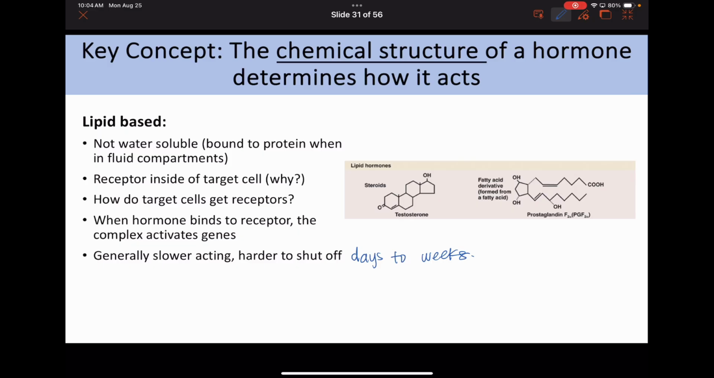They generally work longer than other hormones do. So something like insulin that just lowers your blood sugar, right? And so things like that are going to be happening very fast, minutes to hours. So those would be more amino acid based.